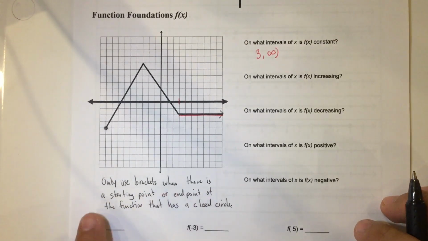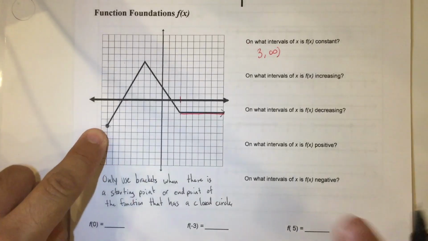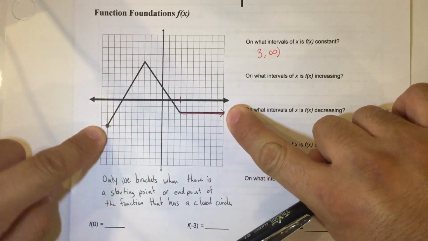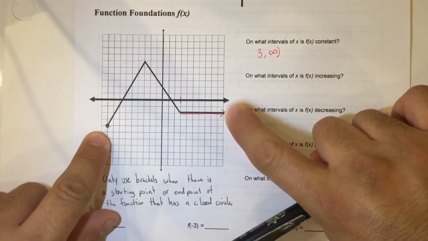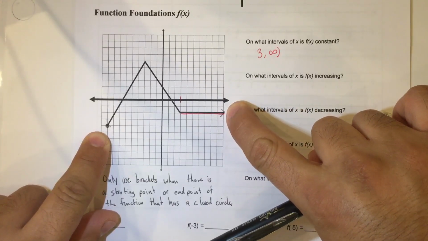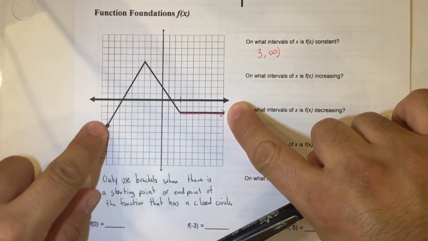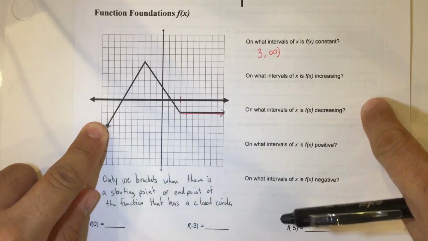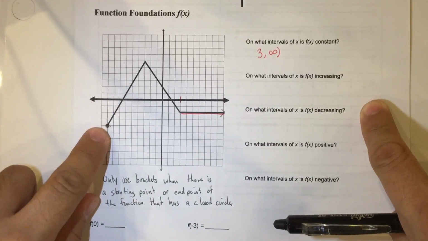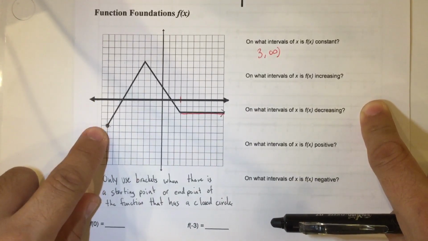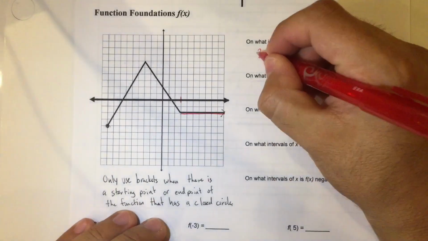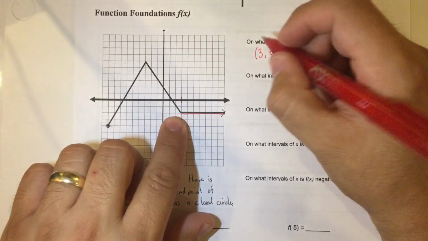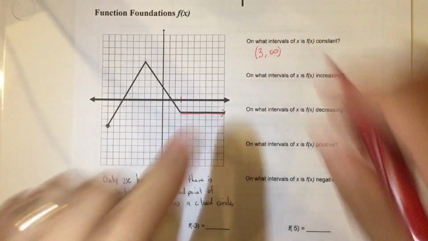Only use brackets when there is a starting point or ending point of the function that has a closed circle. So right here, this is a closed circle, and that is an arrowhead. So the only one that actually has a starting point is right here. There is actually no end point because we know that goes towards positive infinity. So this right here is when I would use a bracket. Everywhere else, just use a parentheses, and that would be fine. So there's my print. So it starts at 3, and it goes towards infinity.